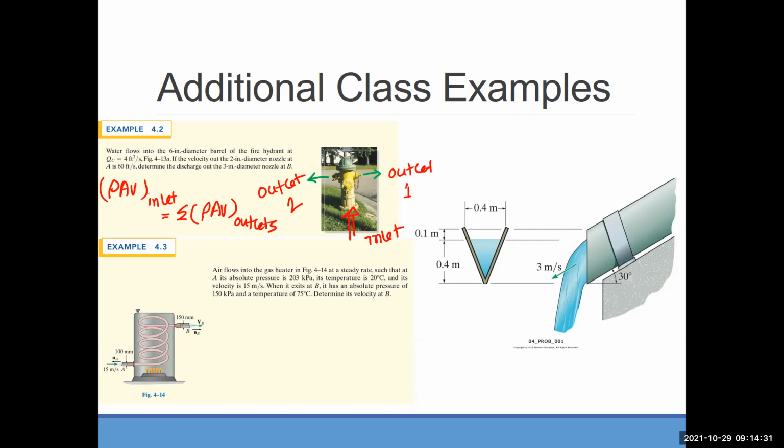Now, the thing is, since the fluid here is water, so the density of water at inlet should be equal to the density of water at outlet, right? So you can say here, only for this case. So after that, you can work on that. Okay. So that is the class example 4.2.